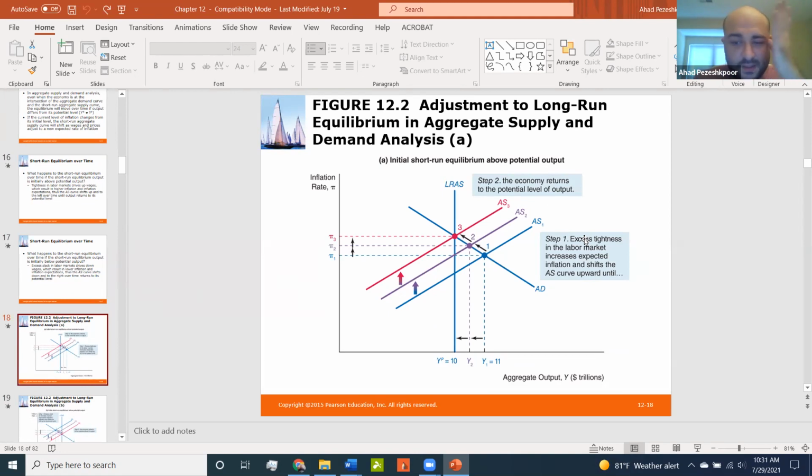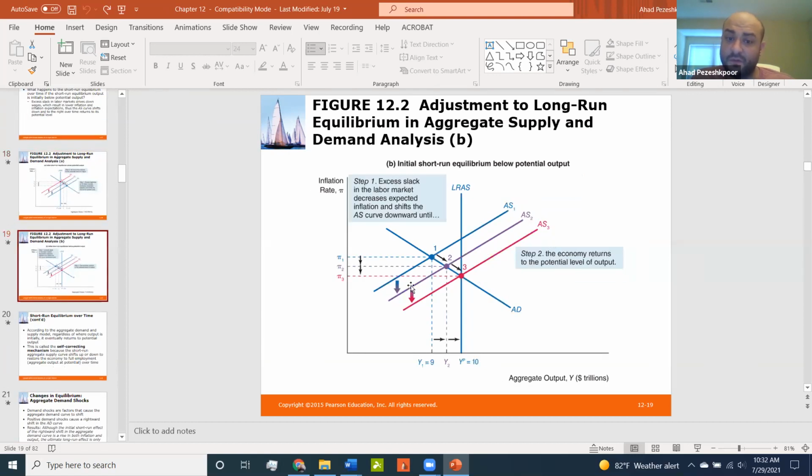We're in 1967. Excess tightness in the labor market increases expected inflation and shifts the aggregate supply curve upward from here to here, then here. So your inflation goes up and up and up, and this would cause your aggregate output to go down. So the economy returns to the potential level of output.